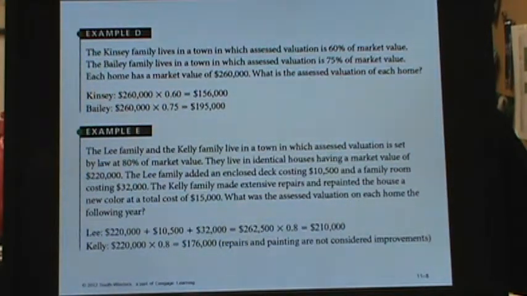The Kelly home, however, repairs and painting are not considered improvements, only building on and adding on to the value. So the repairs and the painting are considered to be just maintenance. So they just take the $220,000 and multiply it by the standard 80% and get a valuation of $176,000.